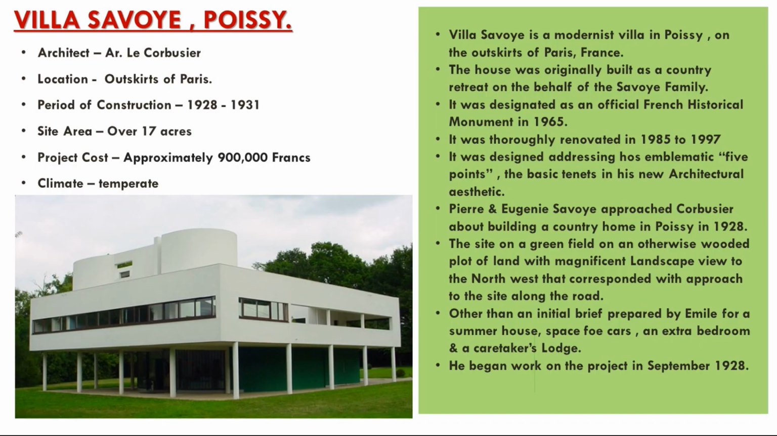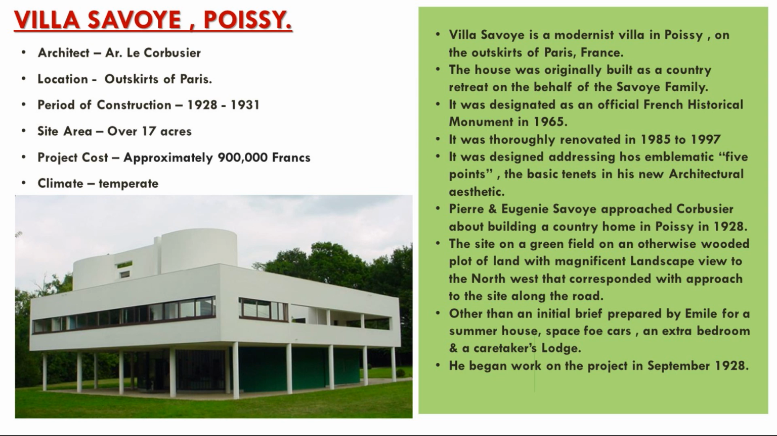Now let's talk about the Villa Savoye. It was a modernist villa in Poissy in the outskirts of Paris, France. The house was originally built as a country retreat on behalf of the Savoye family. It was designated as an official French historical monument in 1965. Then it was renovated from 1985 to 1997. It has his emblematic 5 elements in this design, which we will be discussing.